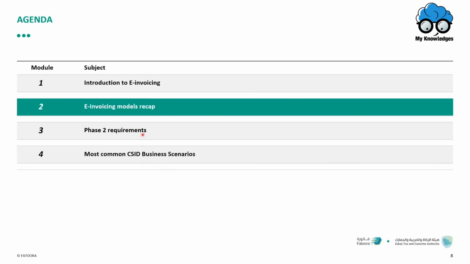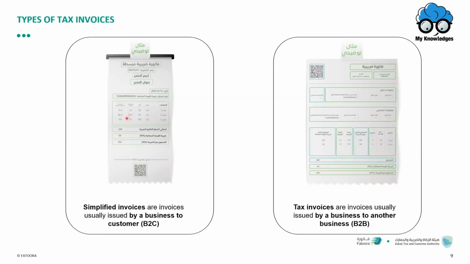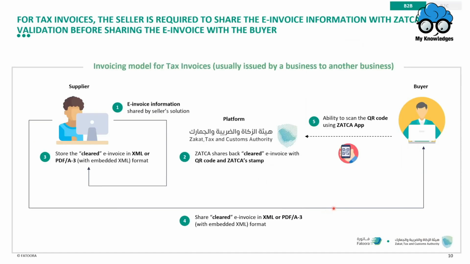Moving on, we're going to have a look at the 2 different models of e-invoicing. We have 2 main models. One is called the simplified invoices, and this is where the business to consumer, or customer, transaction is happening. Whereas we have a different one, which is for B2B, or business to business, which we call the tax invoices.